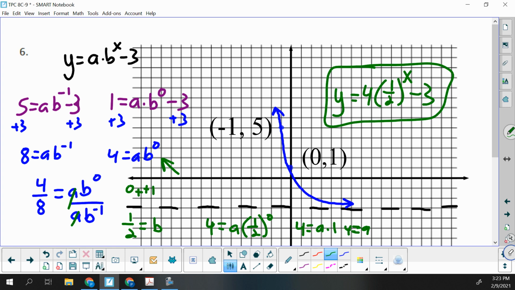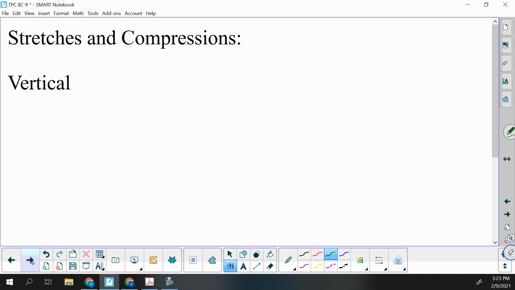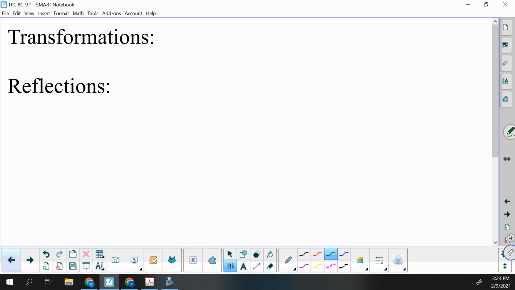So our last thing we're going to look at, there's not a spot in your packet, so you can put it on front of the packet, back of the packet, wherever you have space. You can put it on a separate sheet of paper. We're going to look at a synopsis of each of our transformations. So we're going to start everything from y equals 2 to the x. And I would suggest copying these down and studying them tonight because you will have to apply them.